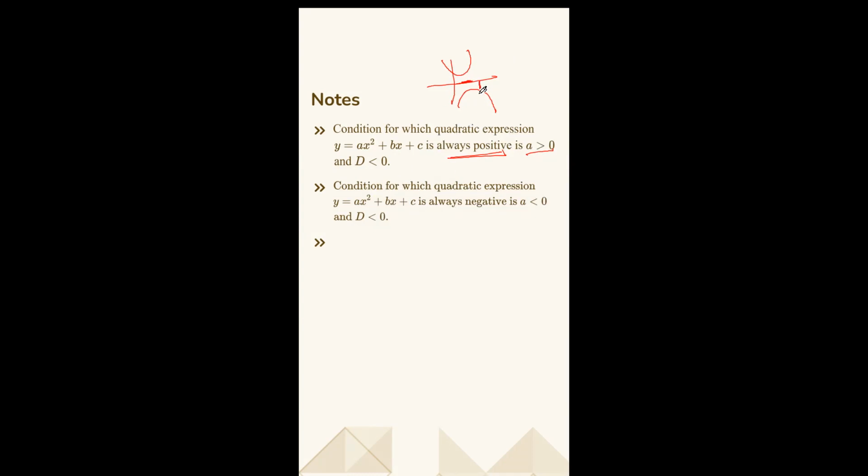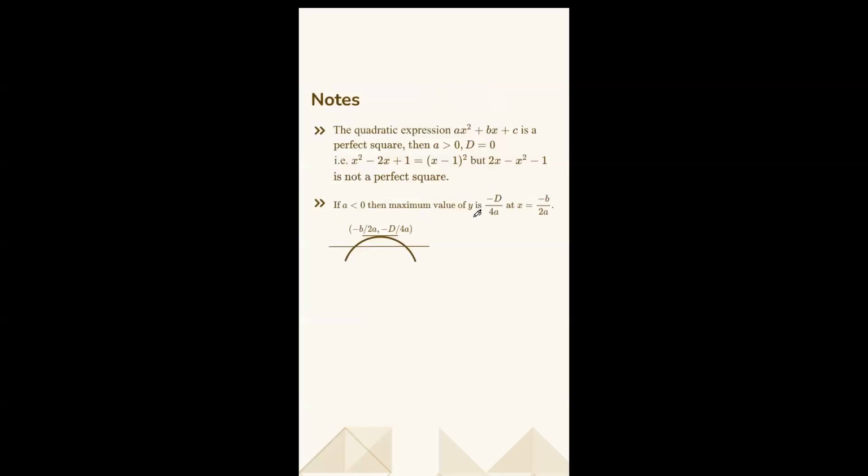That's why you can see all the output of this particular graph lying on the negative part of the y-axis. It's always negative. Next, the quadratic equation ax² + bx + c is a perfect square if a is greater than 0 and D equals 0. Yes, D equals 0 indicates that there is a perfect square.